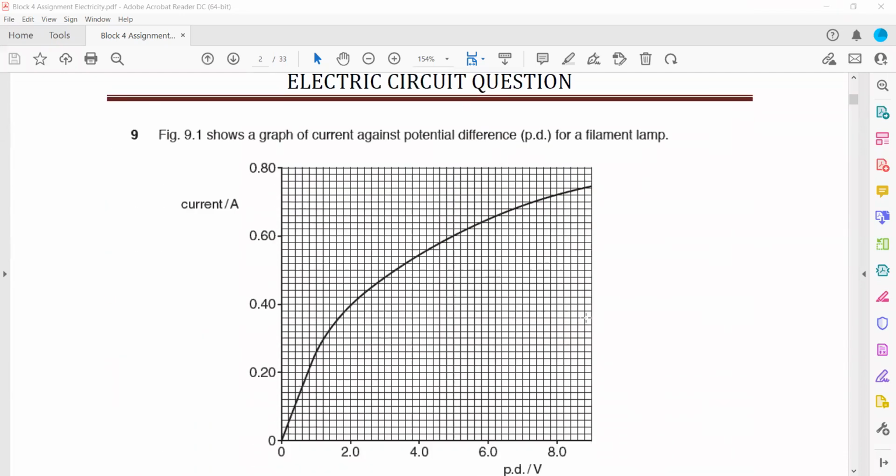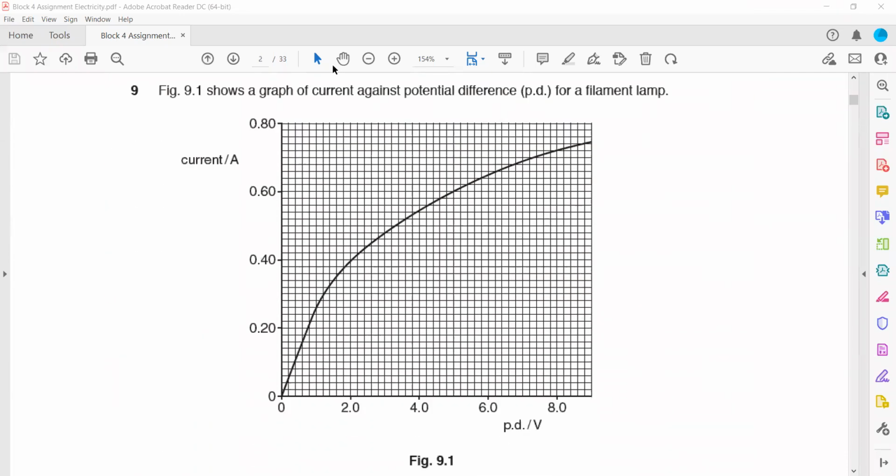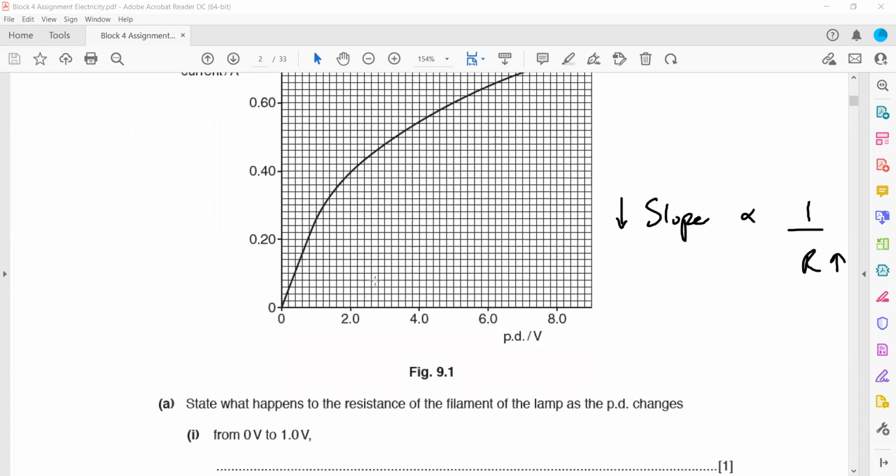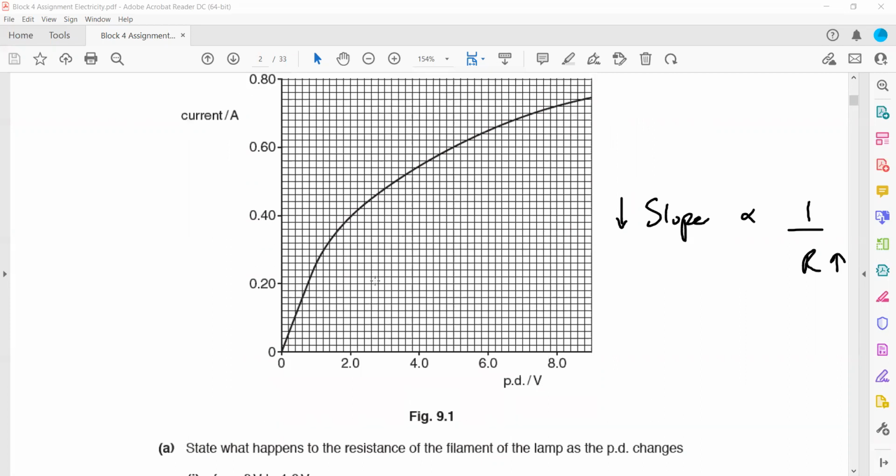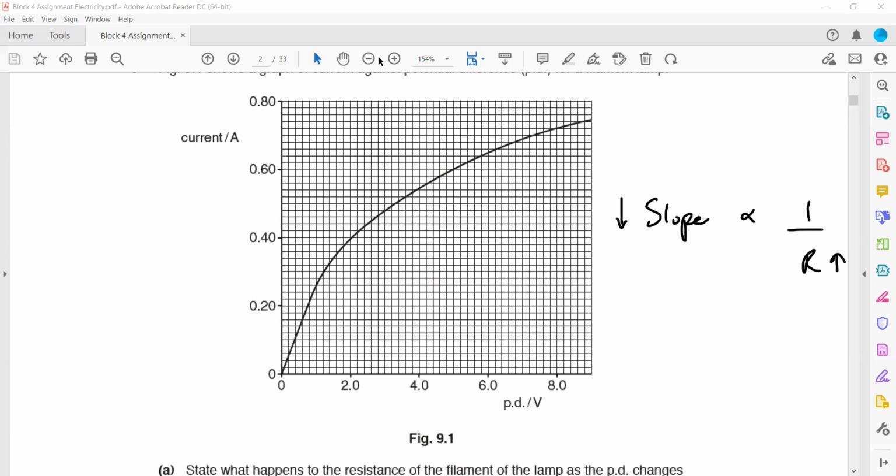The next question, current and voltage graph. Whenever there is a current and voltage graph, with current on the y-axis and voltage on the x-axis, the slope is the reciprocal of resistance. Here we observe the slope is decreasing. If the slope is decreasing, it means the resistance is increasing. In the question, they ask what happened to resistance from 0 to 1 volt. From 0 to 1 volt, it is a straight line.